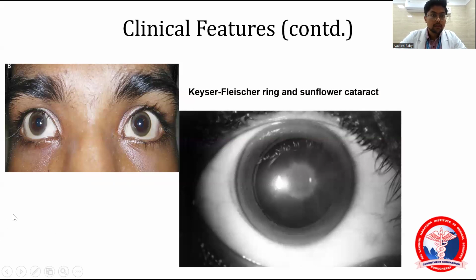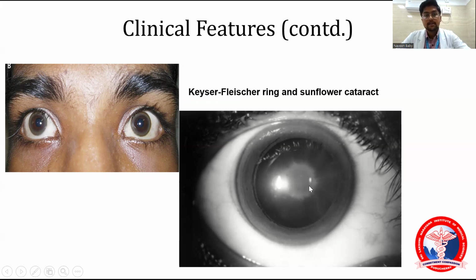Here we have the Kayser-Fleischer rings that you can see. These are golden brown to greenish brown rings at the limbus. And then here you can see both: the Kayser-Fleischer ring as well as the sunflower cataract.